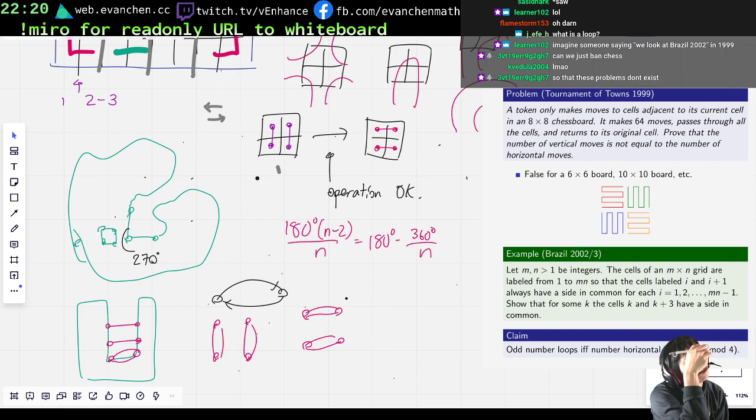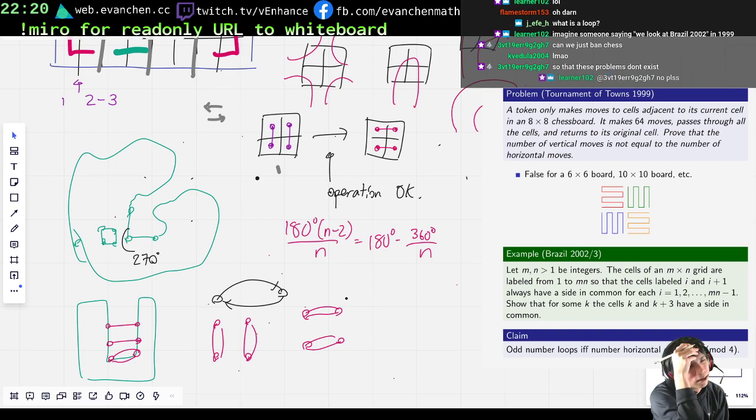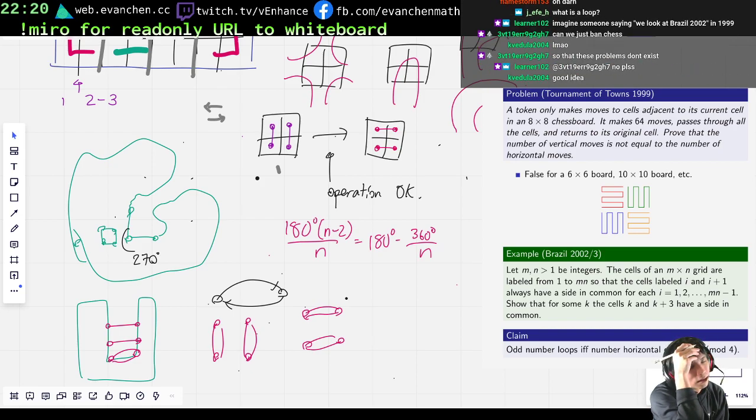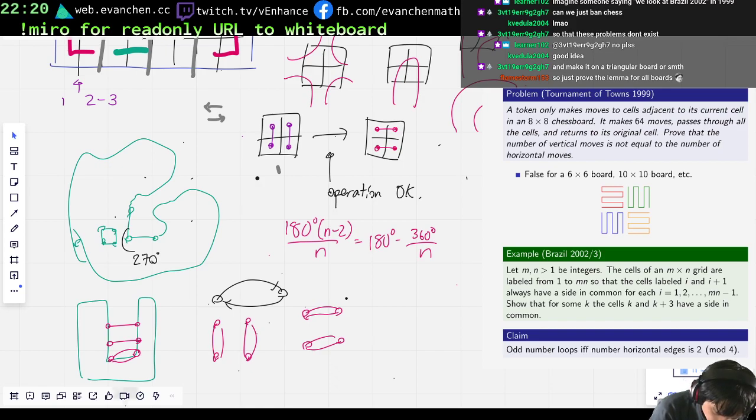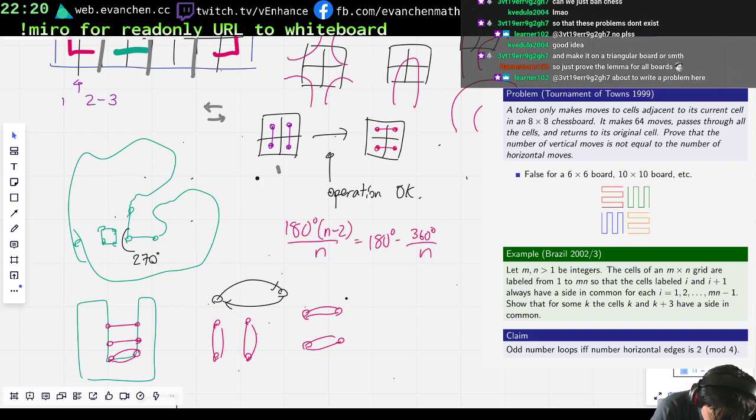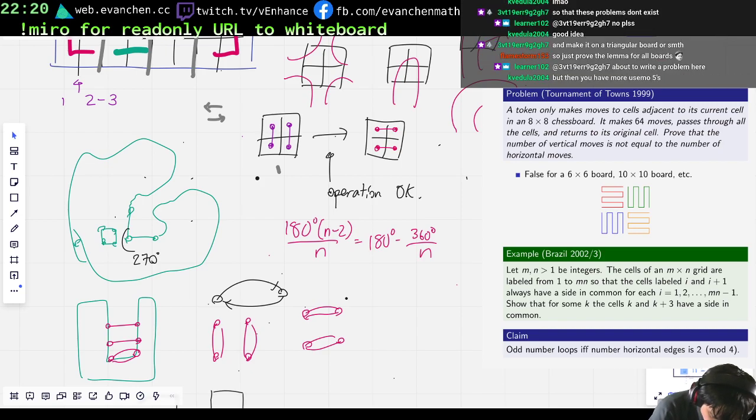But I know there's 270-degree angles. There's gotta be. My problem is this. I do the operation I've suggested, and you know, something magical happens somehow, and now we have this picture.